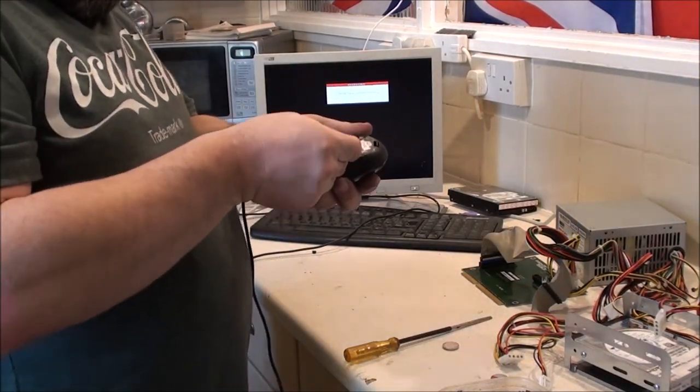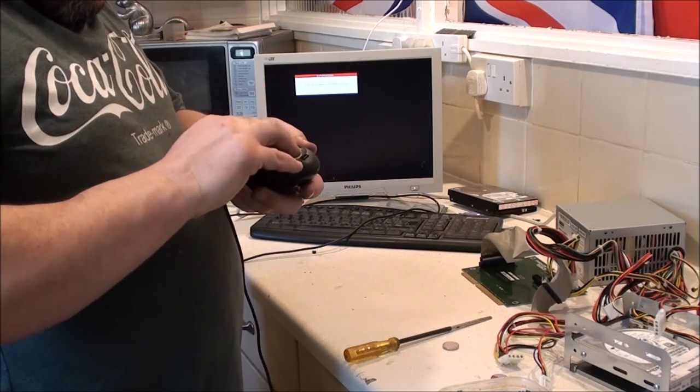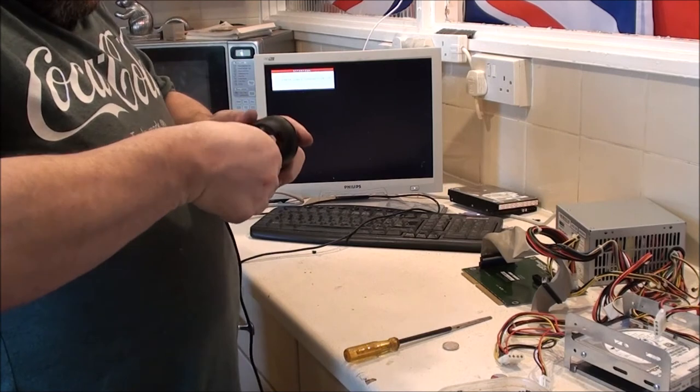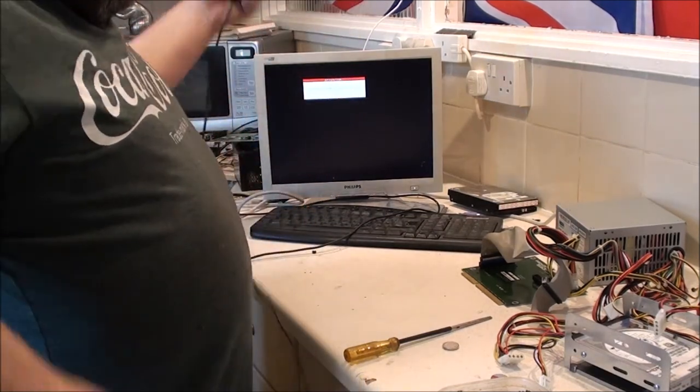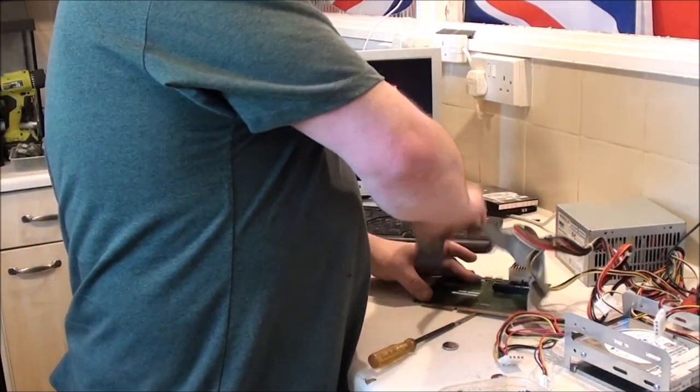I'm just dropping things and breaking things today, aren't I? Yeah, I think I have just broken this. One of the tabs that hold the ball in place I broke off. Oh well. I have actually got more in the cupboard, so I'm not worried.